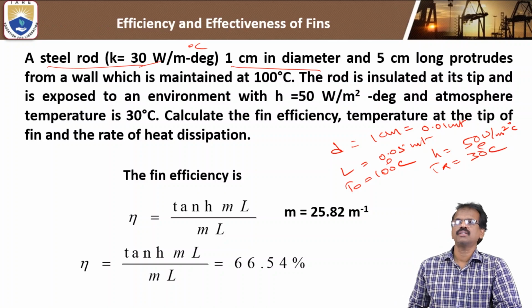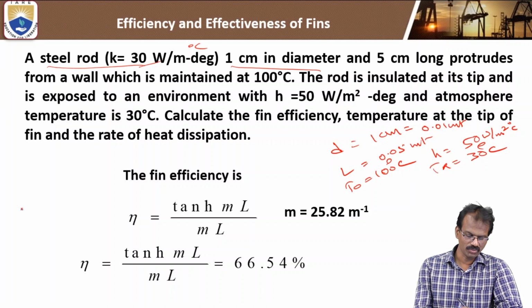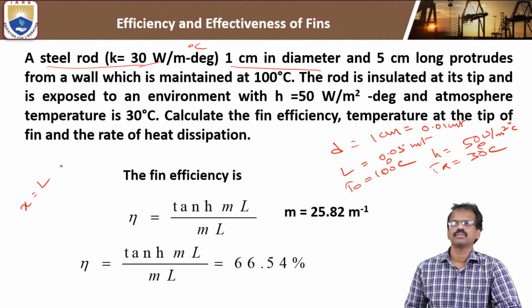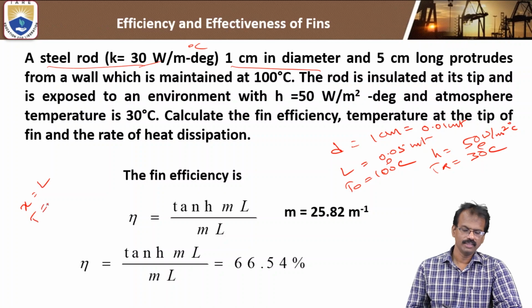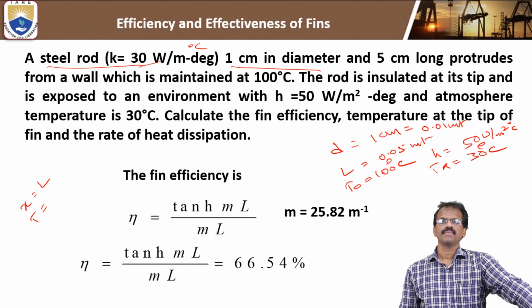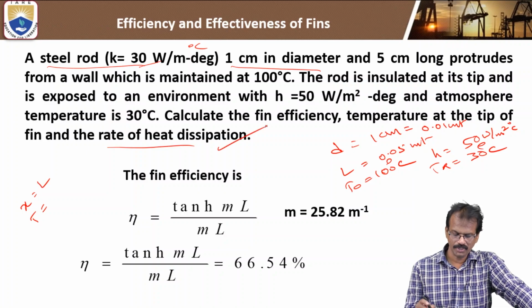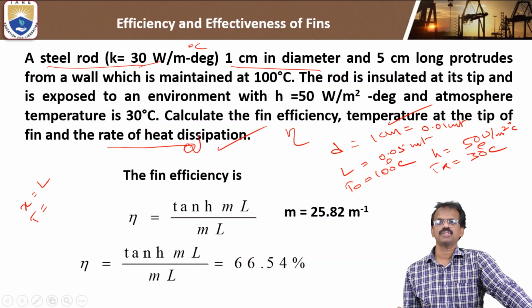Calculate the fin efficiency. Temperature at the tip of the fin, so temperature at the tip of the fin means X is equal to L. We have to find out the T formula. You know that formula because already in last class we discussed that one. Then the rate of heat dissipated. So fin efficiency you have to find out. Temperature at X is equal to L value you have to find out, and Q, the rate of heat dissipation, you have to find out.